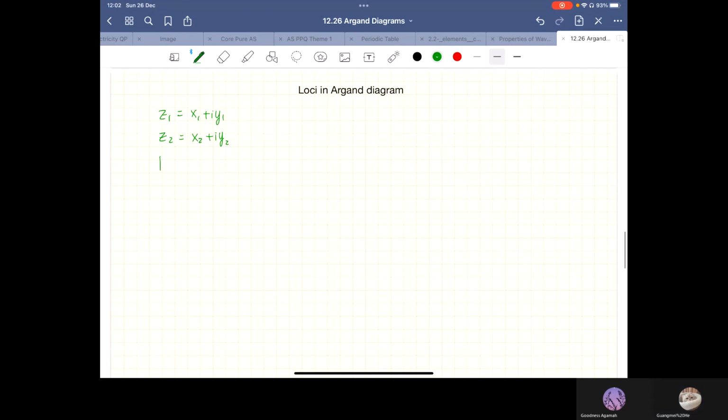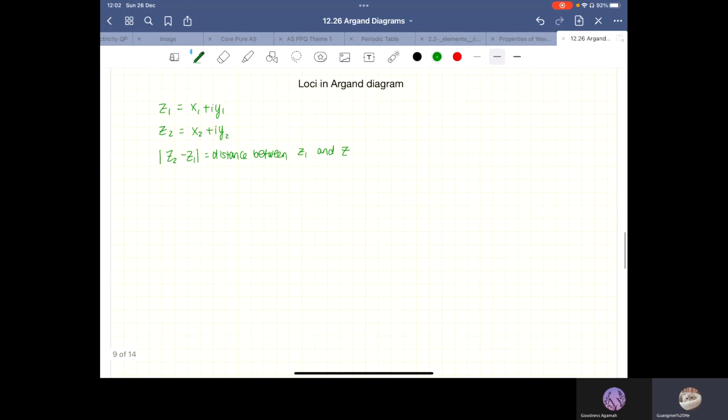And the modulus of z2 minus z1. What does it represent? It represents the distance between the points z1 and z2. Make sure you know what you're calculating. So if it asks you to find the modulus of z2 minus z1, you know that is the distance. Very important to understand the concept. It's the distance between z1 and z2 in an Argand diagram.